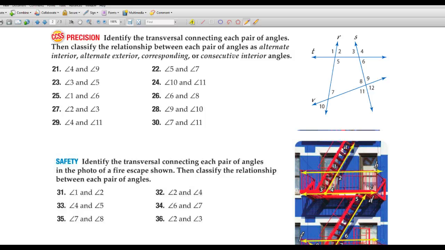On numbers 21 through 30, identify the transversal connecting each pair of angles. Then classify the relationship between each pair of angles as alternate interior, alternate exterior, corresponding, or consecutive interior angles. So number 21, 4 and 9. Our transversal is going to be the line that makes contact with both of these angles, and that would be this line. So our transversal is line S.